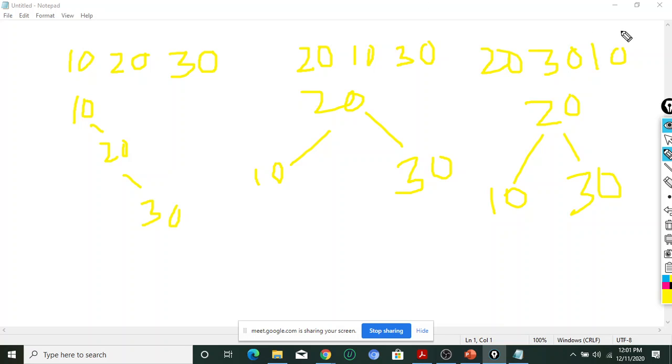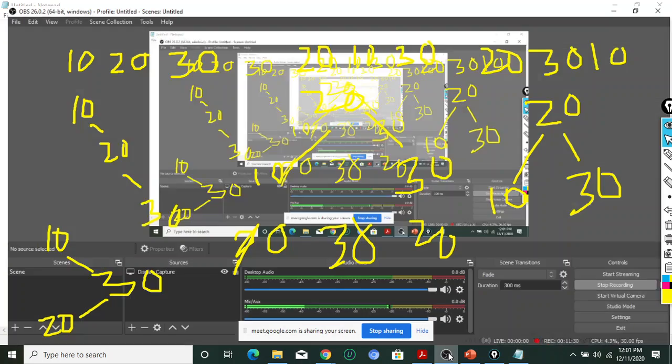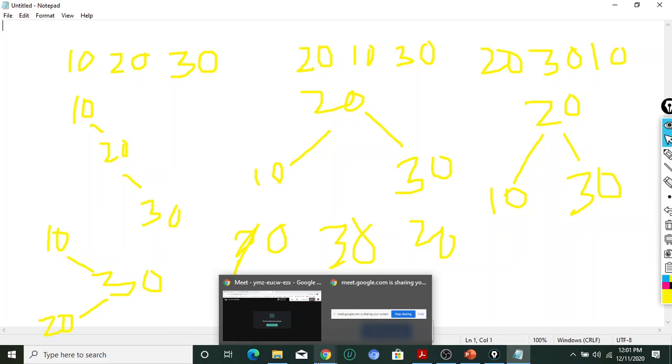And if I change this, make it 10, then 30, then 20. 10 is my root node, then 30 on the right-hand side. If I want to insert 20, it will be on the left-hand side of 30. Yes or no? Am I audible to everyone? Yes, sir.